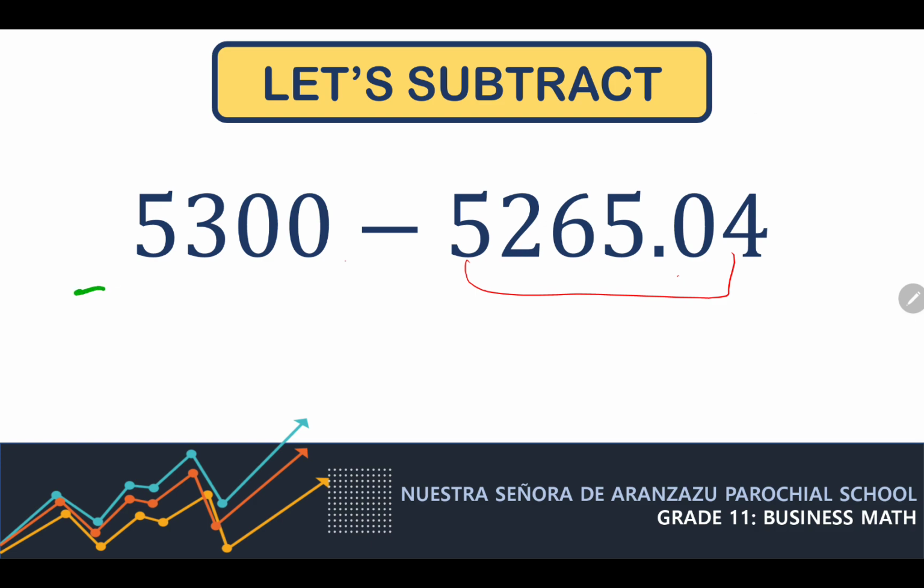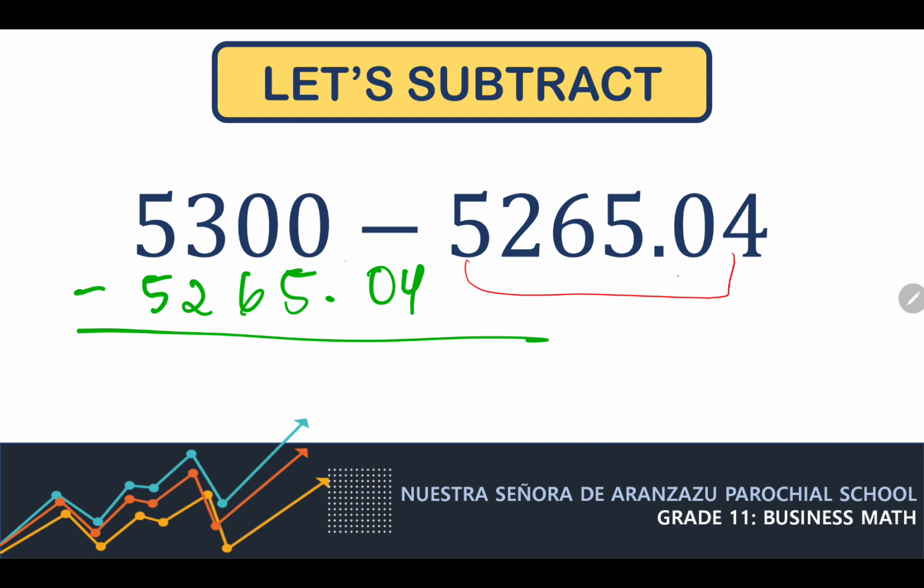So, 5,300 minus 5,265.04. Okay. Add trailing zeros to 5,300. So, magiging ganyan. Okay. Then, subtract like a whole number. So, si 0 magiging 10. So, ito magiging 9. So, ito magiging 9. And ito magiging 9 din. And this one magiging 2. Okay?